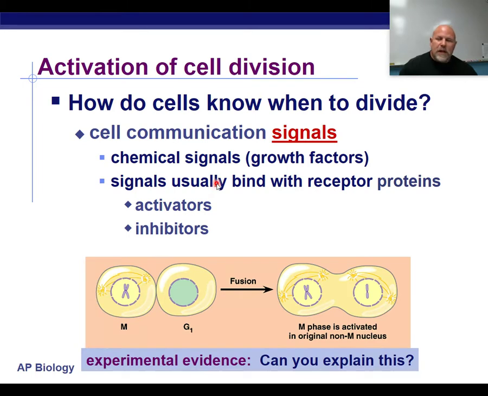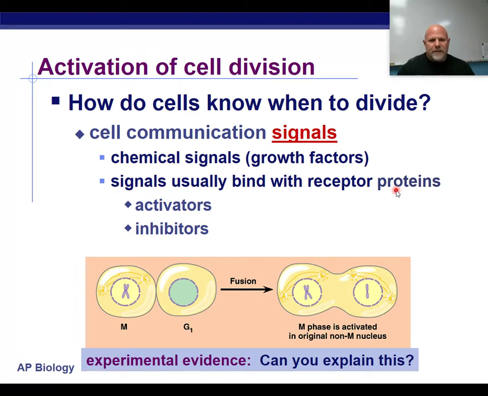When cells are getting large enough, they will signal to themselves that it's time to divide. They could come externally. For example, if I scrape my knee, cells will signal near the scrape that it's time to divide and repair the damage that was done. All of these signals, though, come from what are called growth factors.